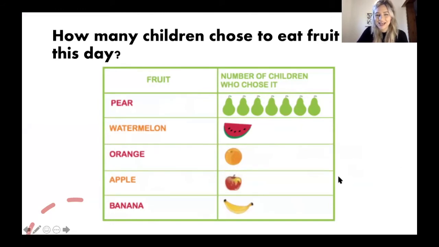Okay, well done. Let's count up and see how many children chose to eat fruit on this day. 1, 2, 3, 4, 5, 6, 7, 8, 9, 10, 11. There are 11 children that chose to eat fruit on this day.